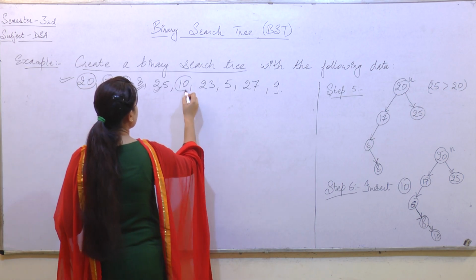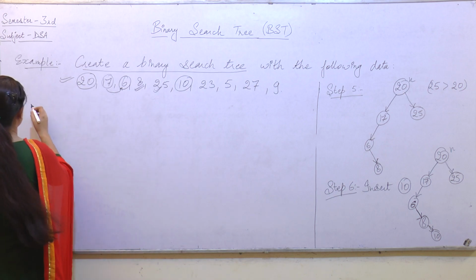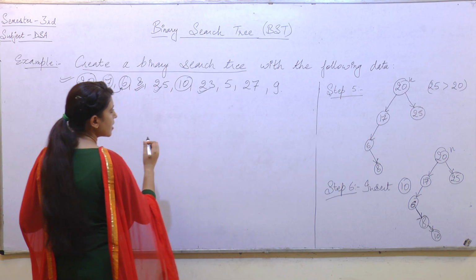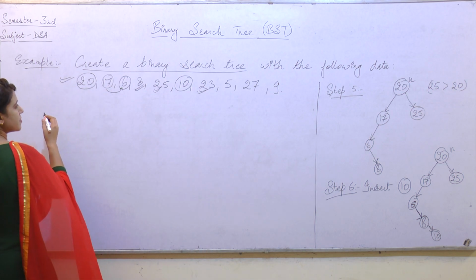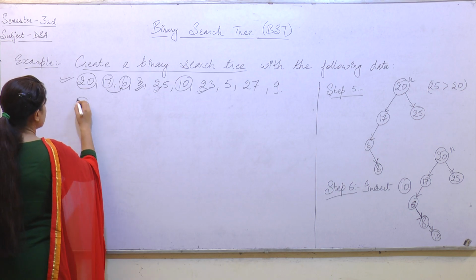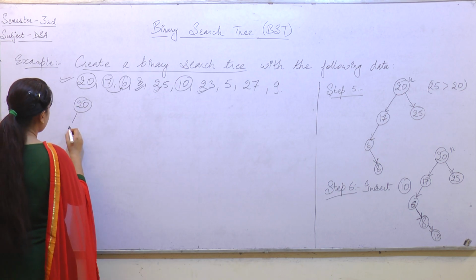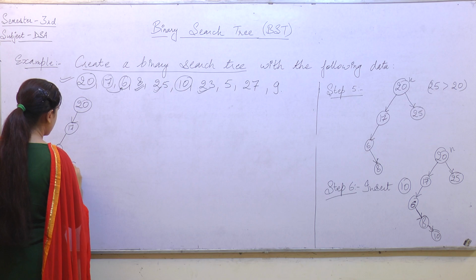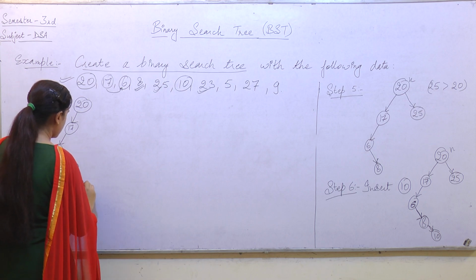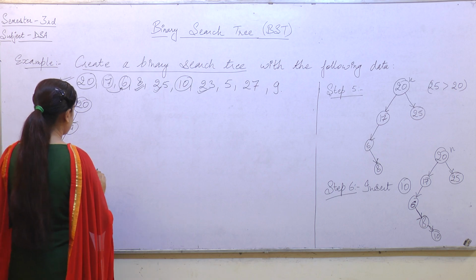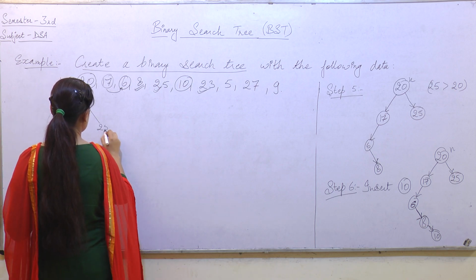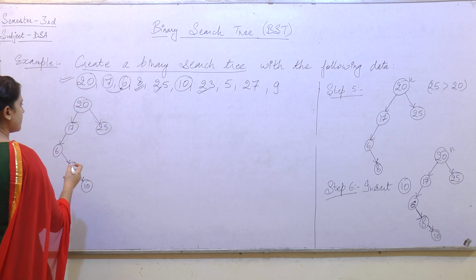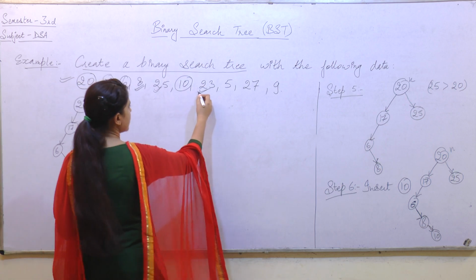Till now we have inserted node 10. Now in our next step, what we will do, we will insert 23 in our binary search tree which we have created till now. So this is the binary tree which we have till now created. Now comes the next data element 23.